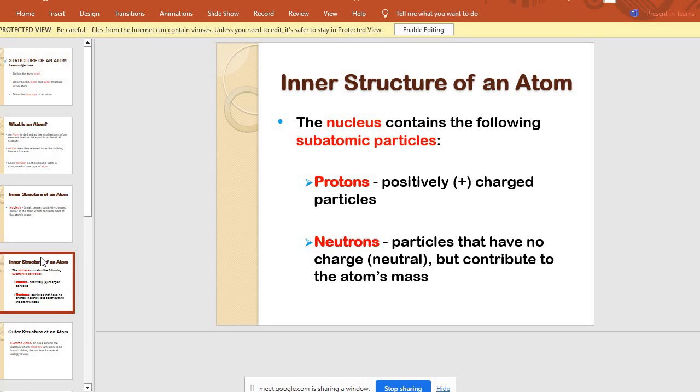The inner structure of an atom. So the nucleus contains the following subatomic particles: the protons, which are positively charged, and the neutrons, which have no charge.